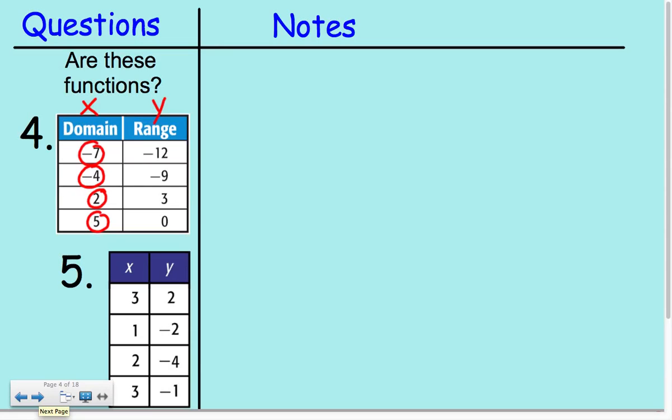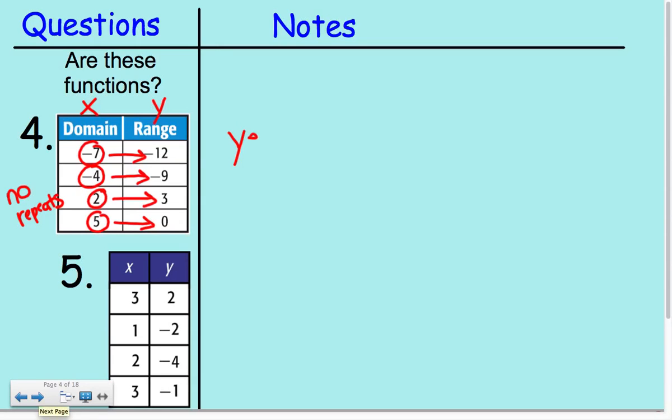All right, so we notice our -7 goes directly to -12. Our -4 goes directly to -9, 2 goes to 3, 5 goes to 0. None of our numbers in the x column are repeating, so we have no repeats. If none of the values in my x column repeat, it is a function.